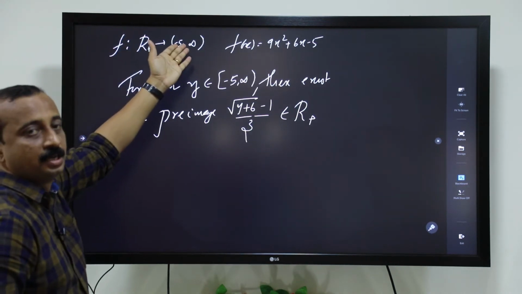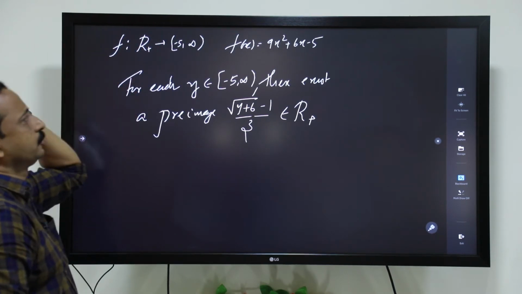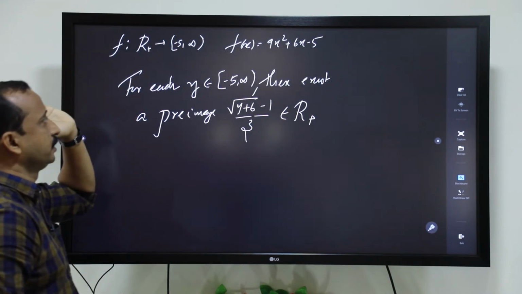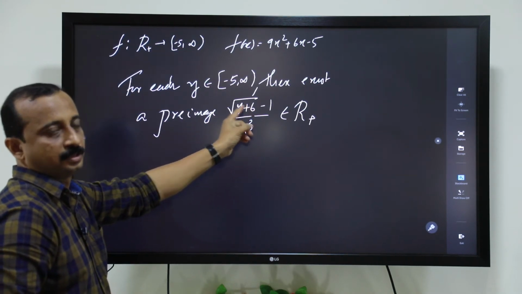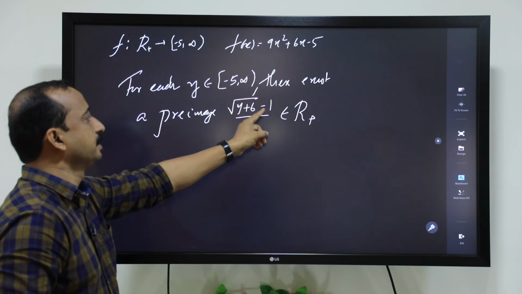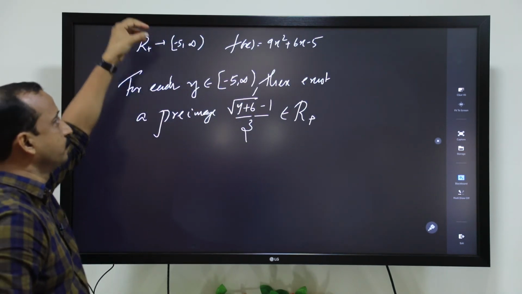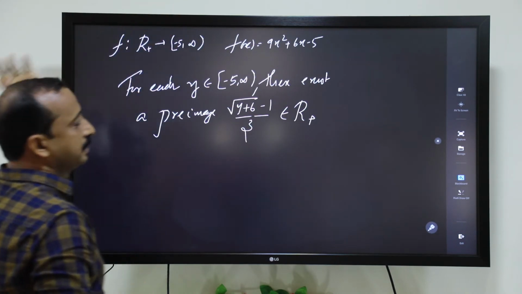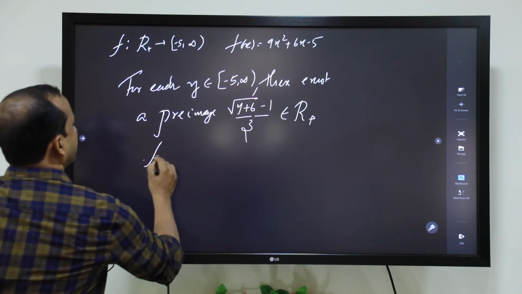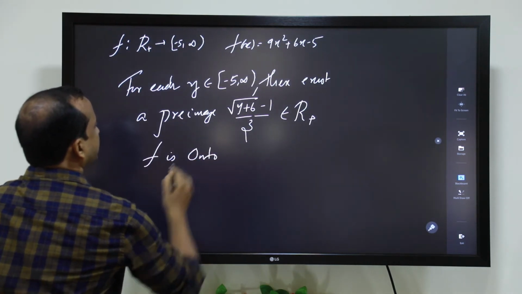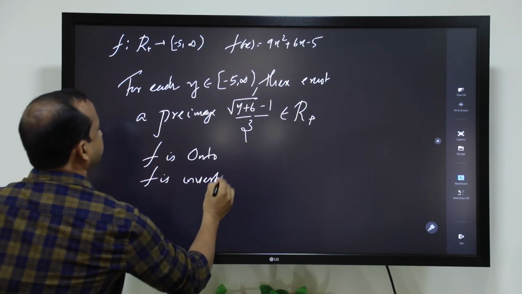Suppose you take y equal to 2 in the minus 5 to infinity, then the pre-image is root of 2 plus 6. This root of 2 plus 6, that means root 8 minus 1 by 3, which is an element of the positive real numbers. That means for each y element of minus 5 to infinity, there is a pre-image in the domain R plus, and therefore f is onto, therefore f is invertible, bijective or invertible.